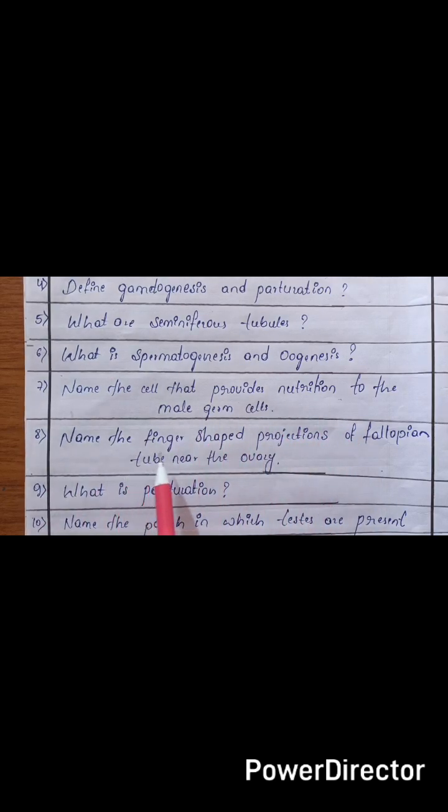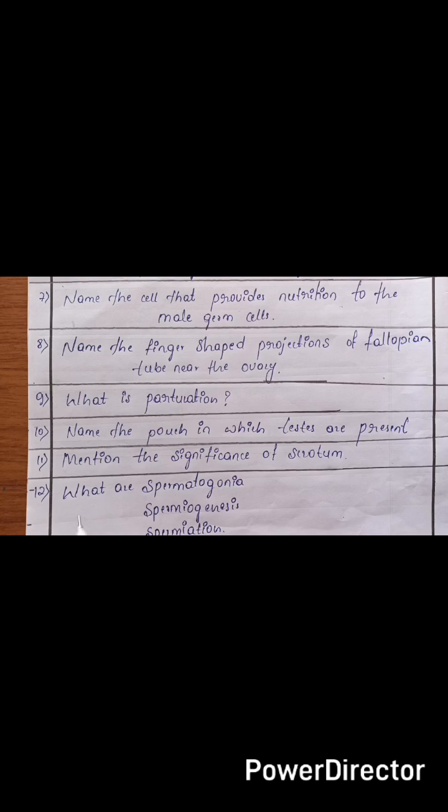Eighth question, name the finger-shaped projections of a fallopian tube near the ovary. Ninth question, what is parturition? 10th question, name the pouch in which testes are present. 11th question, mention the significance of scrotum. 12th question, what are spermatogonia, spermiogenesis, spermiation?